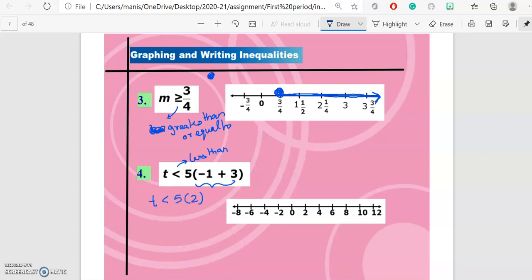How I got this? I solved this part. Now I will still have the symbol and 5 times 2 is what? 10. So my expression became like this: t is less than 10. Now keep in mind, there is no equal sign, so the circle will be open. So I will go to 10, I will draw the circle over here. Less than 10 means 9, 8, 7. So it goes where? In this direction over here. So you need to draw in this direction. This is your answer for this problem over here.